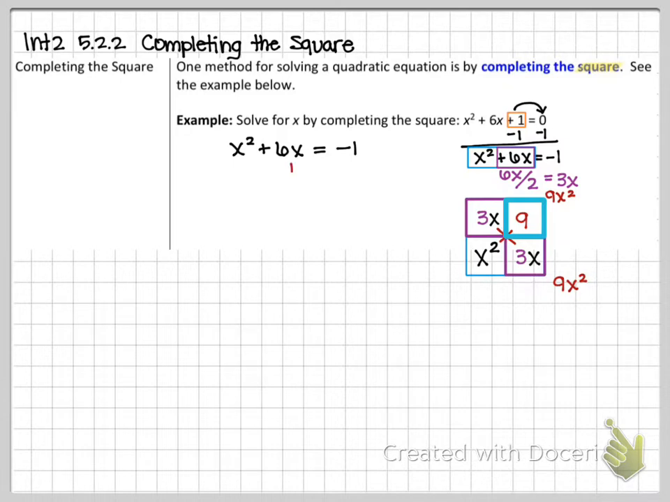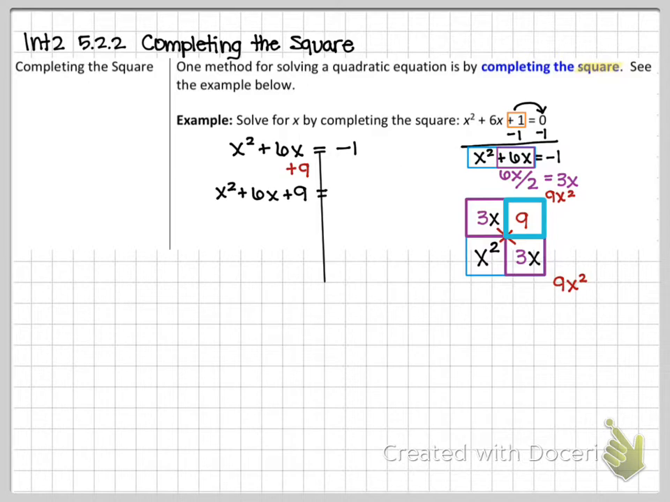So I'm going to add 9 on the left-hand side, so I can actually create the square that I've got over there. So that's x squared plus 6x plus 9. So that's what I have inside the boxes.